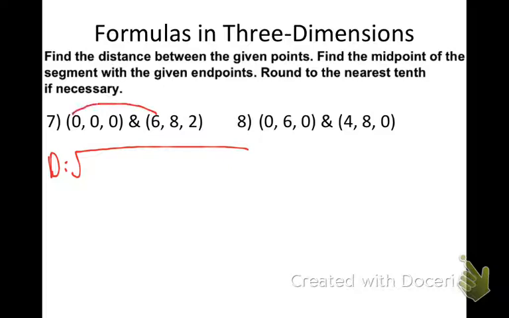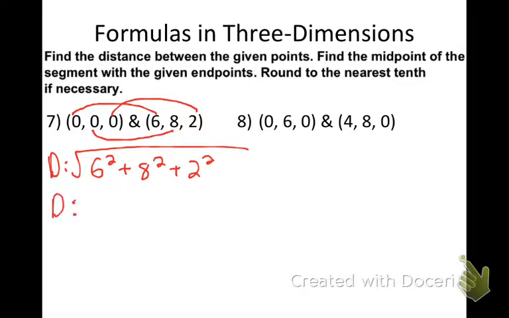What's the difference from 6 to 0? So I have 6 squared. Y values. What's the difference from 0 to 8? So I have 8 squared. Z values. What's the difference from 0 to 2? So I have 6 squared plus 8 squared plus 2 squared.